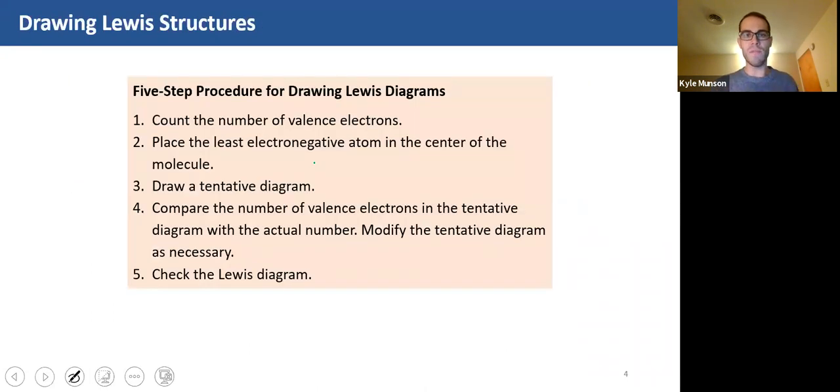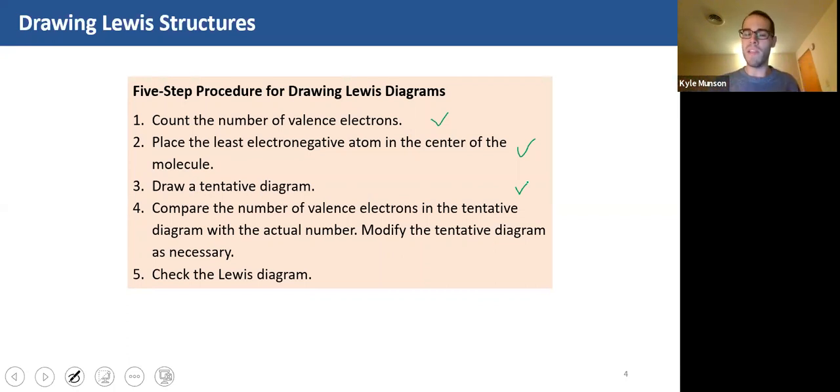And we're going to use that quite a bit when we're talking about Lewis structures in this chapter. So here's a five-step procedure for drawing Lewis structures, or Lewis diagrams, or Lewis formulas, all kind of the same. First step, and we're going to talk about these steps in more detail: we want to count the number of valence electrons for all the atoms that are coming together to bond to form a molecule. Second, you want to place the least electronegative atom in the center of the molecule. And so we're going to have to review a little bit on our trends in the periodic table to find the least electronegative atom. We're going to draw a tentative structure, something that we're going to use to check. And then we want to compare the valence electrons in that tentative diagram with the actual number and then modify if needed. And then finally do a final sanity check to see if we have the same number of valence electrons, if everything has an octet, if everything is satisfied.